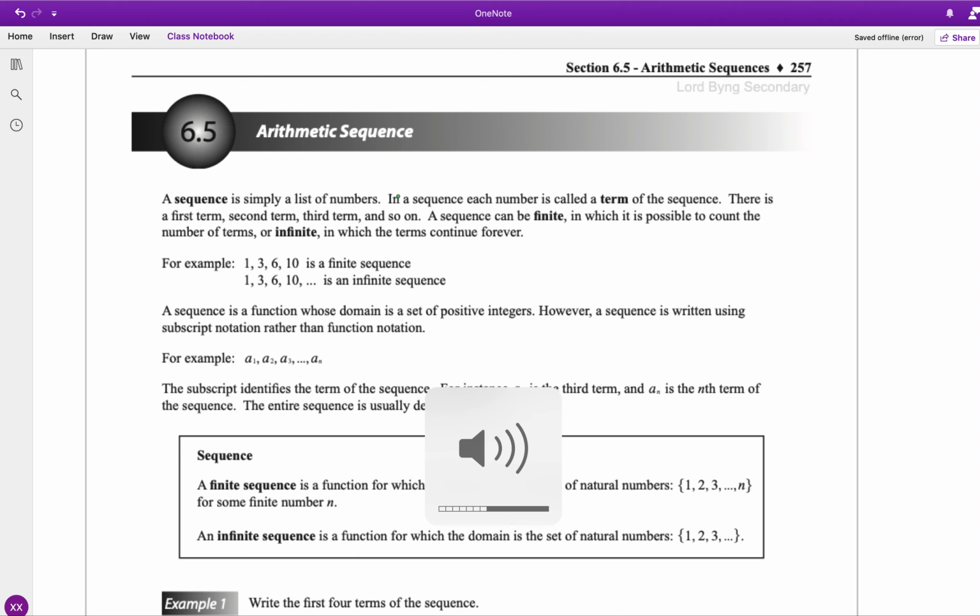This video is for 6.5 Arithmetic Sequence. As we already mentioned in class, first of all, let's see what a sequence is. A sequence is a list of numbers. Each number is called a term. And there's a first term, second term, third term, and so on.